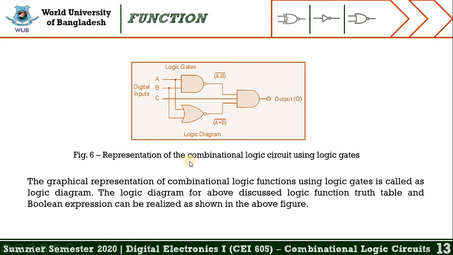From this slide you may see the last way, which is logic gate, and which is also a function of combinational logic circuit. And figure 6 represents the combinational logic circuit using logic gates. The graphical representation of combinational logic functions using logic gates is called a logic diagram. The logic diagram for the above discussed logic function, truth table and Boolean expression can be realized as shown in the above figure.